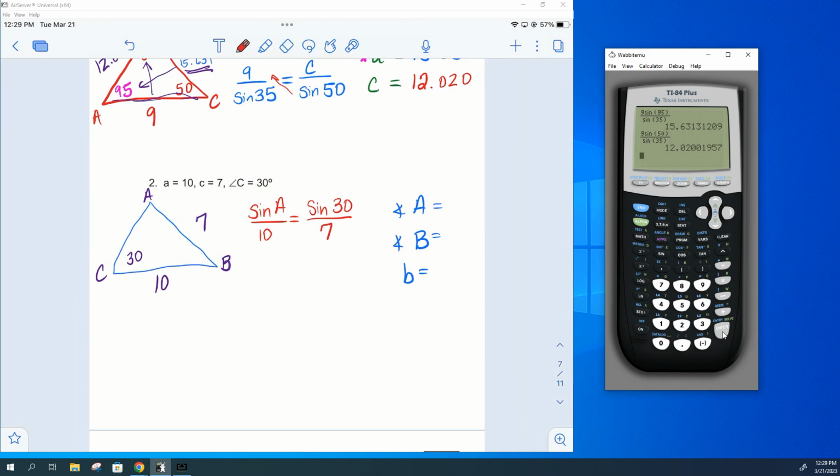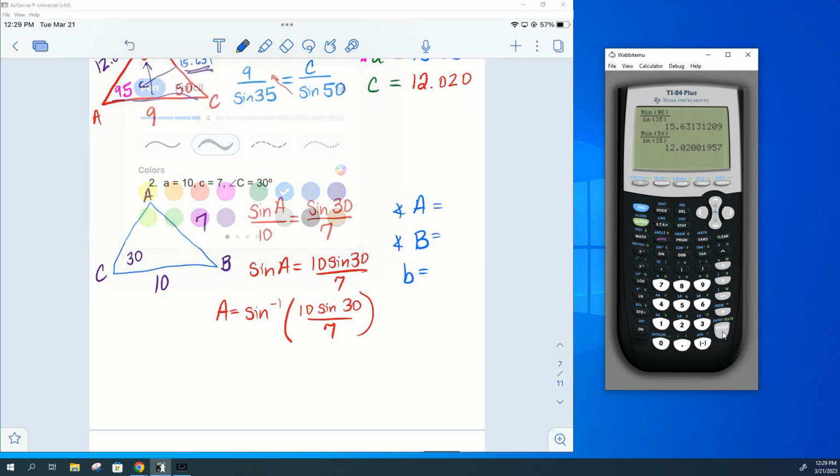Now I am going to write this one out since it's the first time. The sine of A would be 10 sine 30 over 7. Now, if I want to get A alone, I don't divide by the word sine. I take the inverse sine. So I do want you to write this on your paper so you have it if you need to look back at it. When you are looking for an angle, you are going to be using the inverse sine keys.